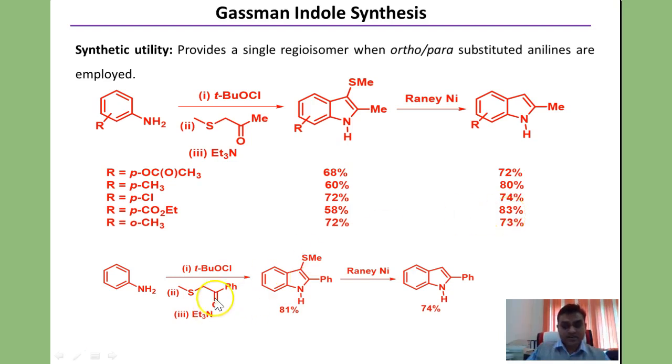Then this methodology can be extended to aryl ketone thioethers. If it is treated with, instead of this beta-ketosulfide, an aryl ketone, then introduction of two phenyl groups can be achieved at two positions of the indole.